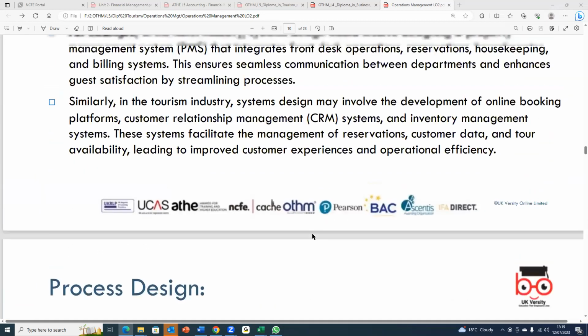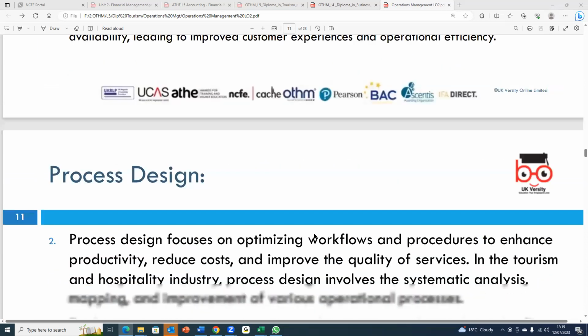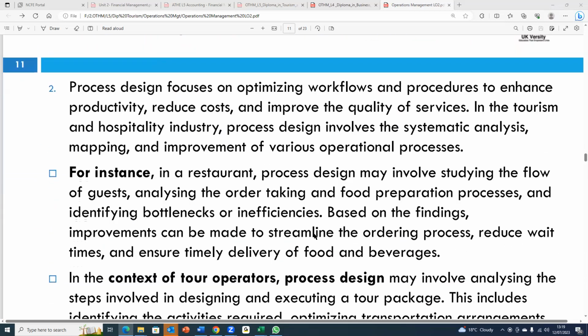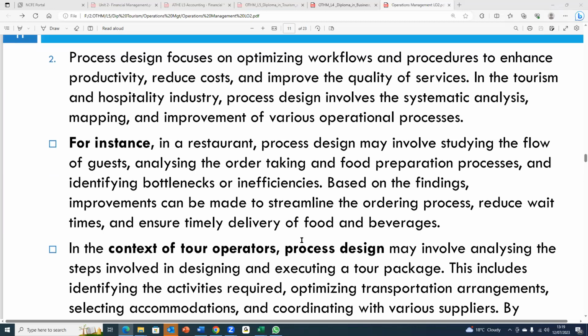Okay, the second thing is process design. Now the process design focuses on optimizing the flow of work or workflow and procedures, to make sure that the productivity, to make sure that the resources are used to the maximum, reducing costs, improving quality of service, making sure that these processes, when they are designed for improving operational activities, in particular instances like restaurants, for example, or they involve a continuous flow of information, continuous flow of processes.